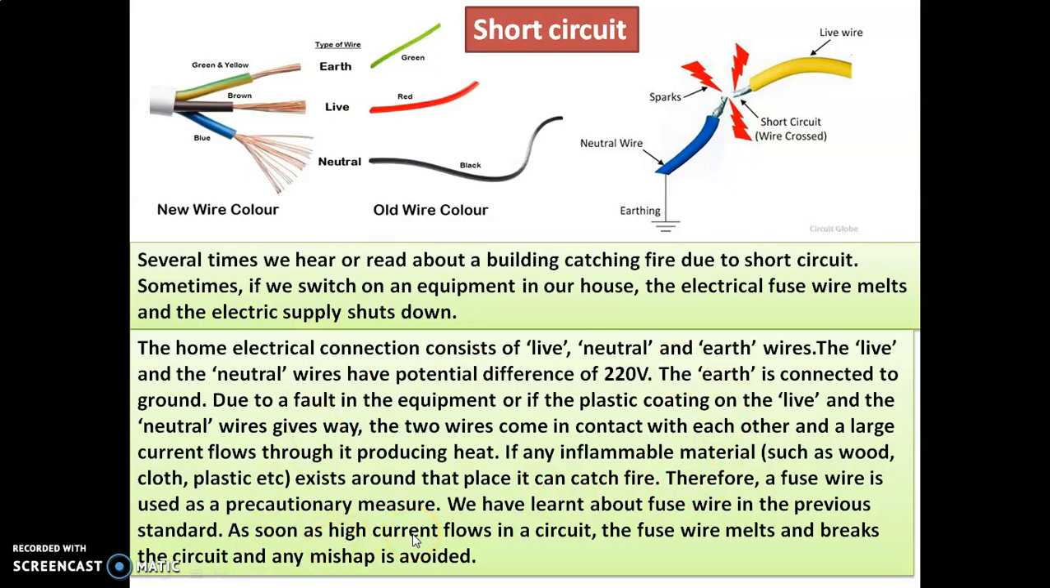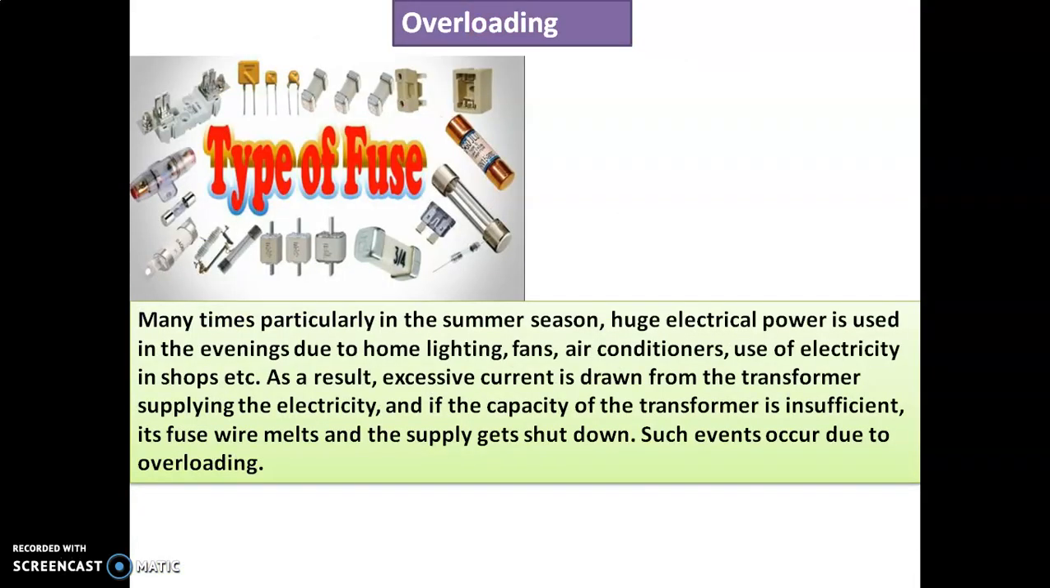Okay, in the previous standard we have learnt about the fuse wire. So when a high current flows in the circuit, the fuse wire melts and breaks the circuit, and this can be avoided. Okay, so we can use a fuse, that will save our precious electrical instruments.